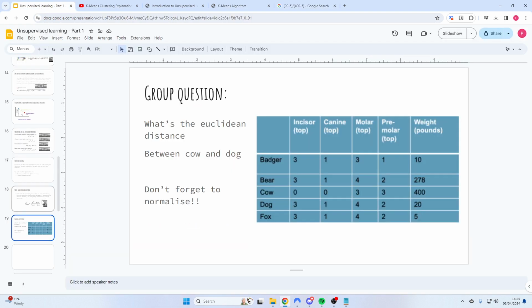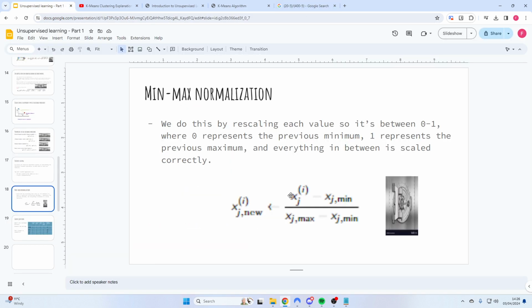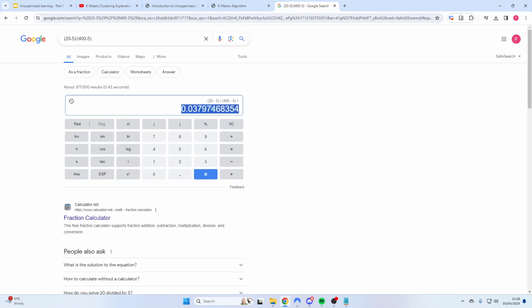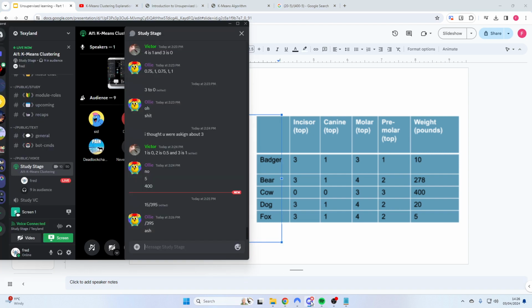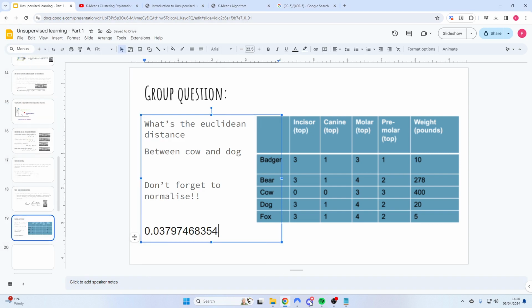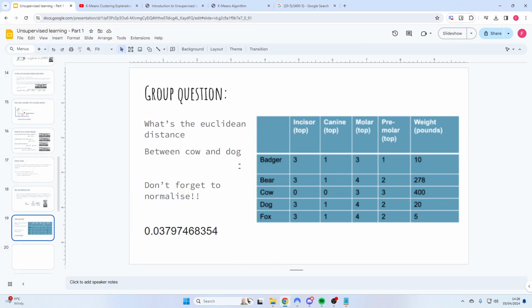And this is just our equation from earlier: 20 minus the minimum, divided by the max minus the minimum. So this one's scale turns into this. 15 over, yeah, that's right. Okay, so how can we calculate the Euclidean distance then? So we've worked out each of these, normalized. So what's the next step?